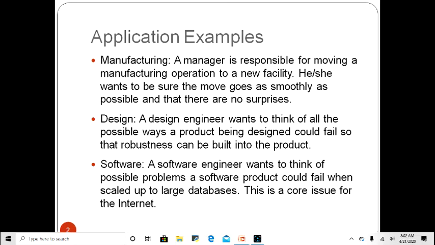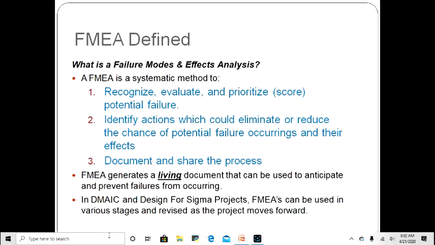right? So where do they apply this? Either in manufacturing they can apply, in design they do apply, and also in software. So these are the three wide areas where they apply this FMEA. Okay, so what is this FMEA? The abbreviation FMEA stands for failure modes and effects analysis.